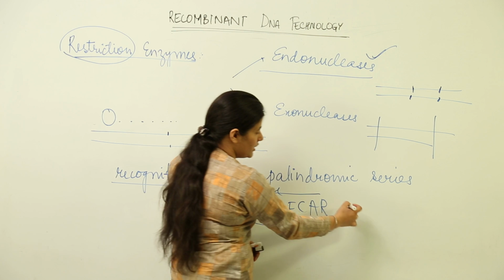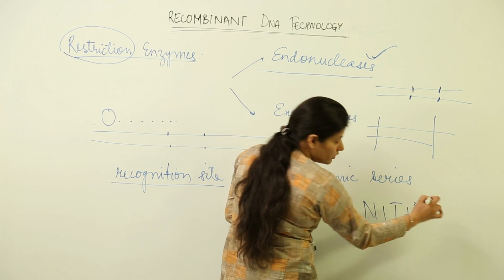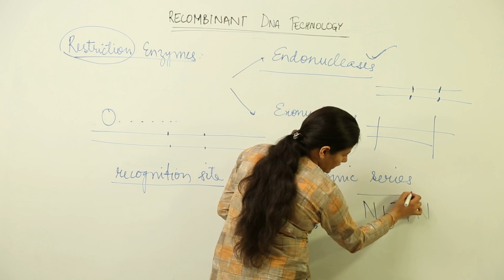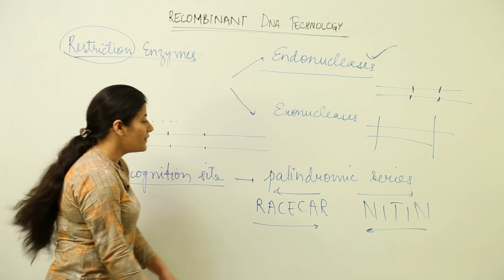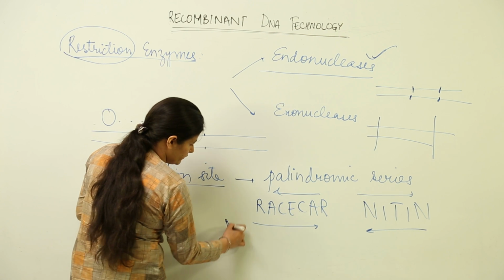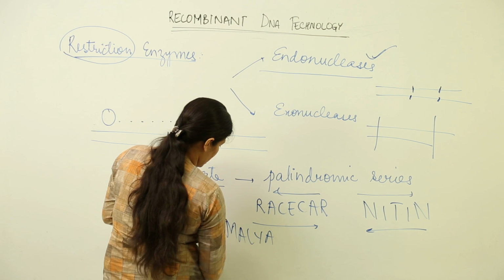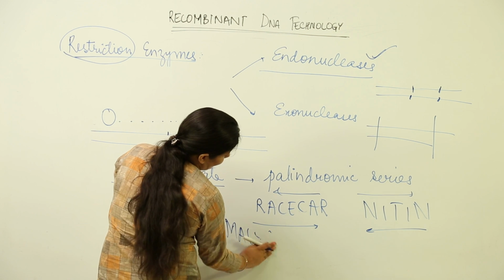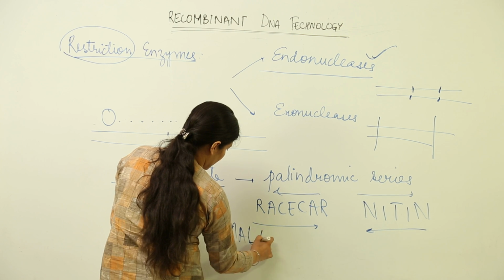Now supposedly you have some friend whose name is Nitin. Now Nitin is also a palindrome. Read it this way, then also you get Nitin. Read it backwards, then also you get Nitin. Otherwise we have the word Malayalam, the most common example. But I don't remember this spelling very well.